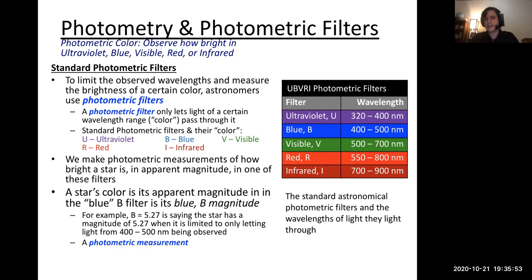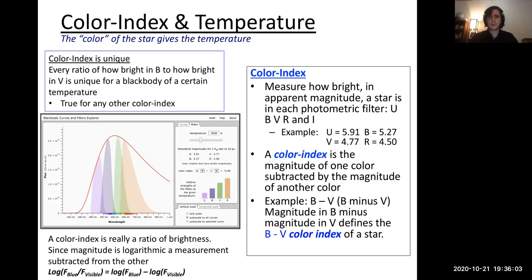Okay, so now that we understand that we're measuring the magnitudes in each one of these narrow wavelength ranges, what use is that? What can we use that for? Well, we can use this to define the color index, which is a really powerful tool for an astronomer because you can get it quick and fast at a telescope. And then you can translate the color index into important things like the temperature of a star.